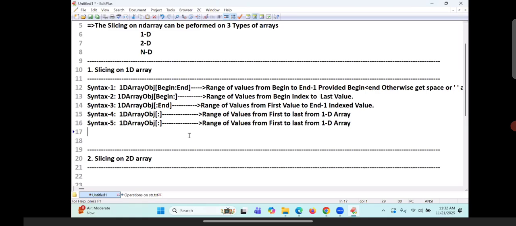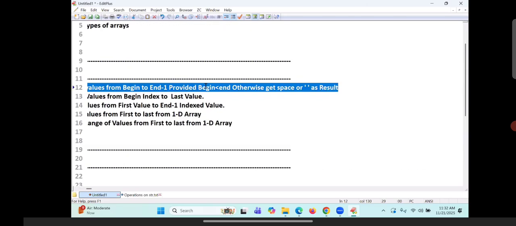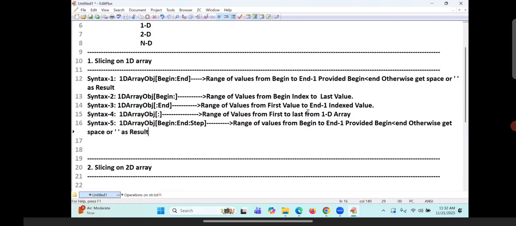I hope that there is no difficulty for you in these cases. I will show you this since you already know that. So the last syntax, number 5, I am writing: begin colon, end colon, step. I am going to give you a range of values from begin to end minus 1.